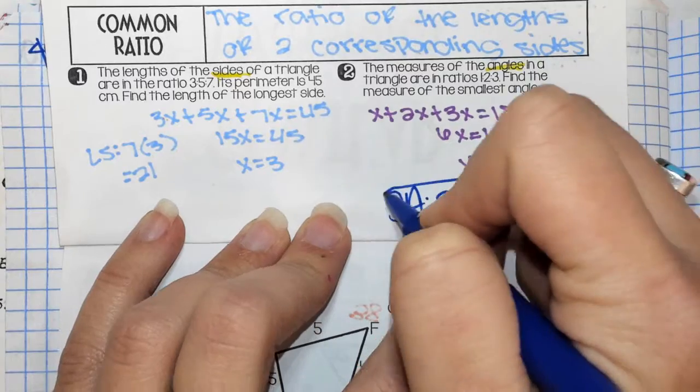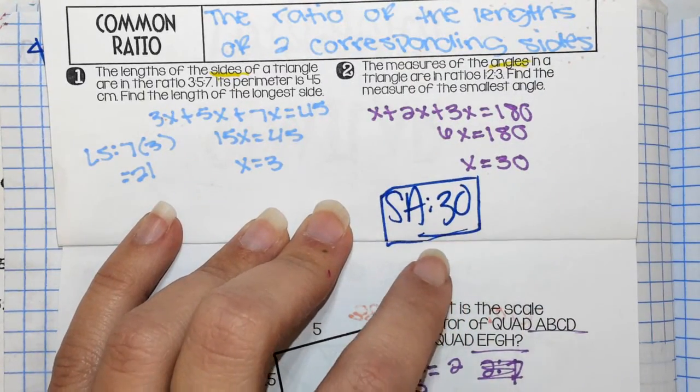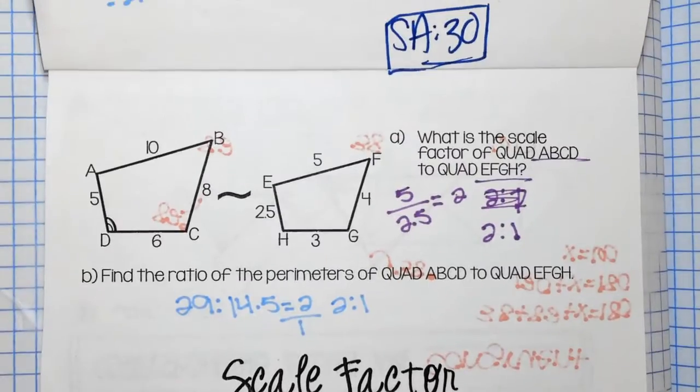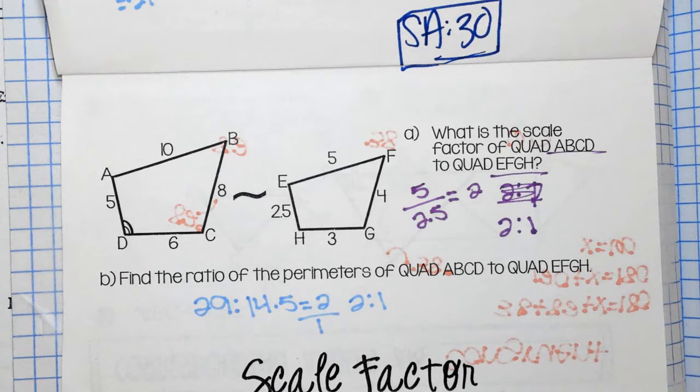30, because you just plug it back in. You should also remember doing this yesterday, not just looking at their notes. Okay? Then down here, it says, what is the scale factor of quadrilateral ABCD to quadrilateral EFGH?